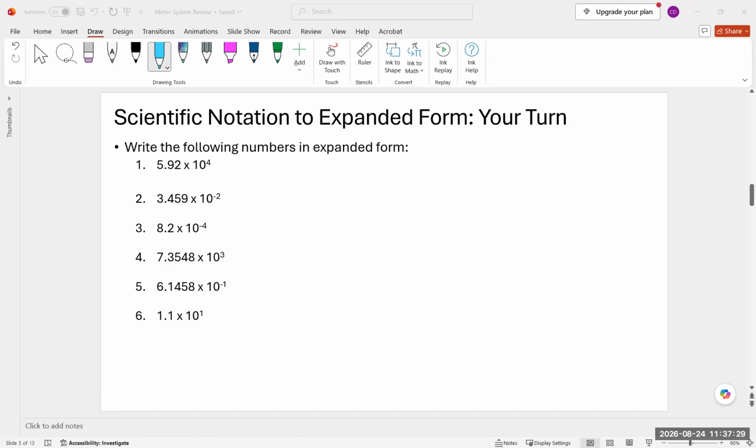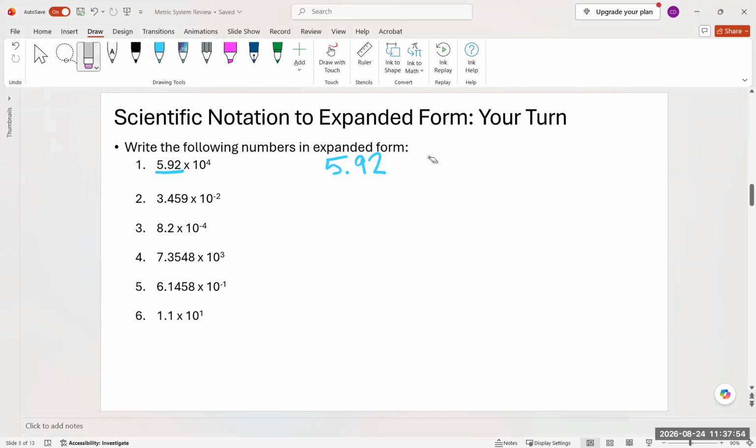Welcome everyone to the video on how we start with scientific notation and translate that into an expanded form. What we're always going to do is start by writing this number out to the side. And then what you do after that is just follow the directions of the exponent.